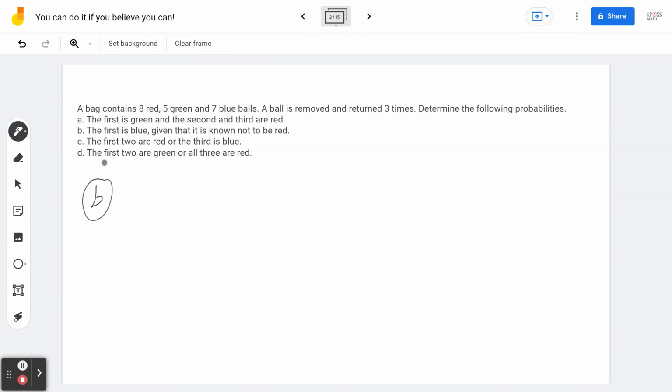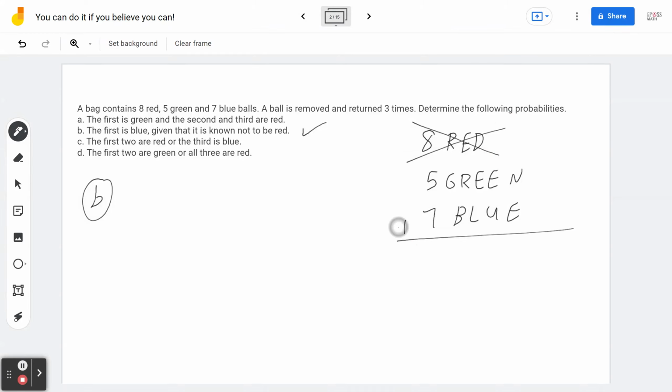In part B, we're looking for the first is blue, given that it is known not to be red. Now, this is really important because we thought there are 8 red, 5 green, and 7 blue. But in part B, that is not how you think about this. It says given that none of them is going to be red. So you eliminate this case in total, which means the new total that we're thinking about is going to be 12. That is key, by the way.